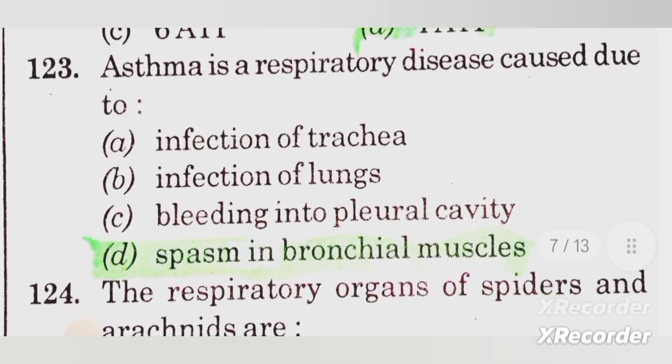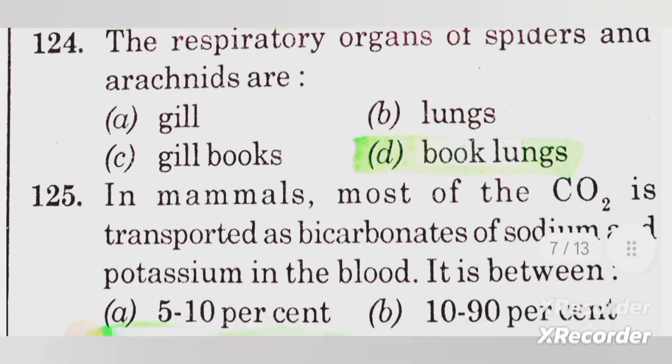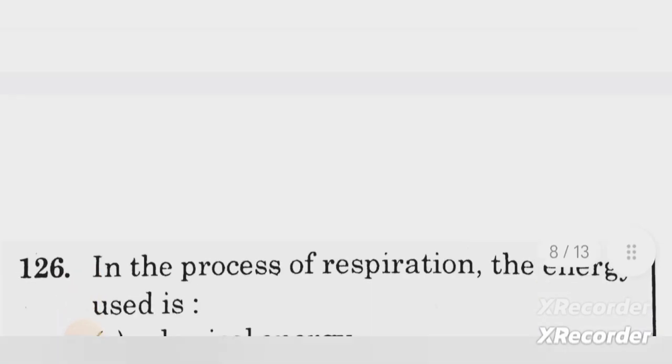Next, 123. Asthma is a respiratory disease caused due to: Answer D. Spasm in bronchial muscles. 124. The respiratory organs of spiders and arachnids are: Answer D. Book lungs. Next, 125. In mammals, most of the CO2 is transported as bicarbonates of sodium and potassium in the blood. It is between: Answer C. 80 to 85%.